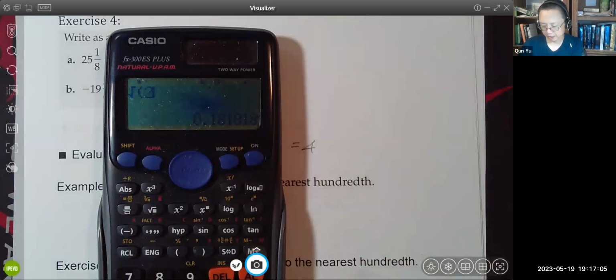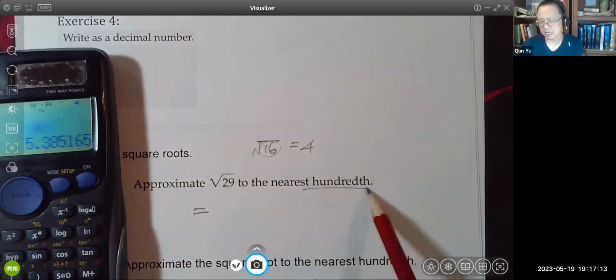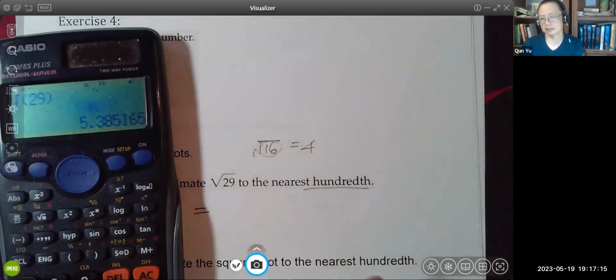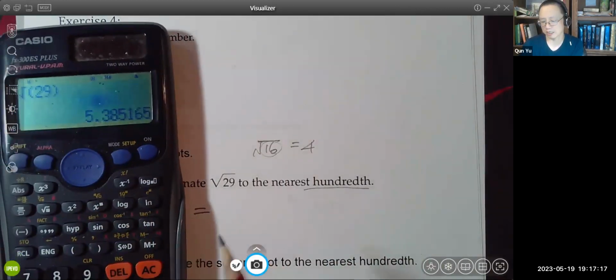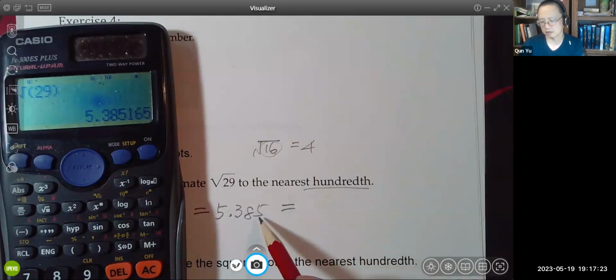And 29, close the parentheses. Say 5.385 to the nearest 100th place. The 100th place is the second decimal digit, so I need to write down the third one to do the rounding. Since the third digit is 5, we don't need more digits. We only look at the digit immediately to the right to round to this place.